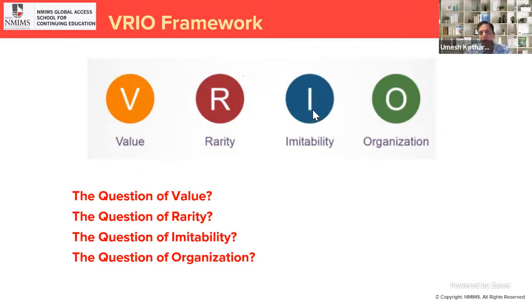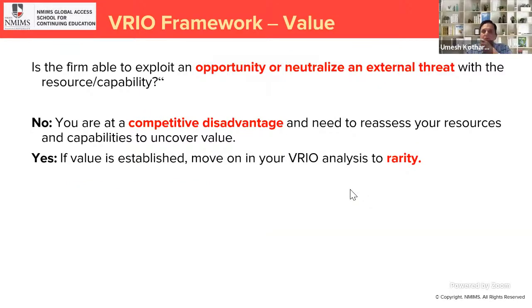Rarity: we should not be a Me Too brand or a Me Too organization within the competition sphere. We must come up with what is of value, and that should be rare to our customers. Imitability: it should be very difficult to imitate. And lastly, as an organization, we should be able to put our frameworks together. So let's look at each one of them in a little bit more detail, starting with value.